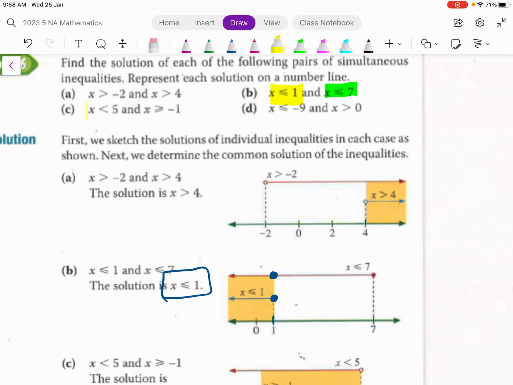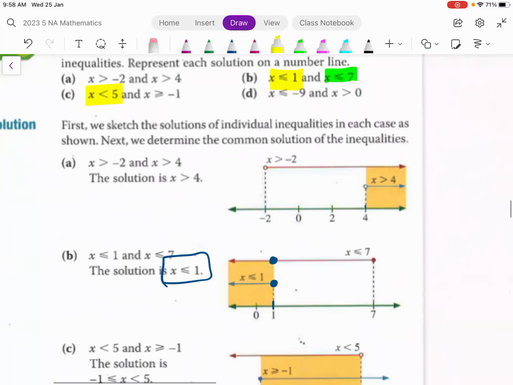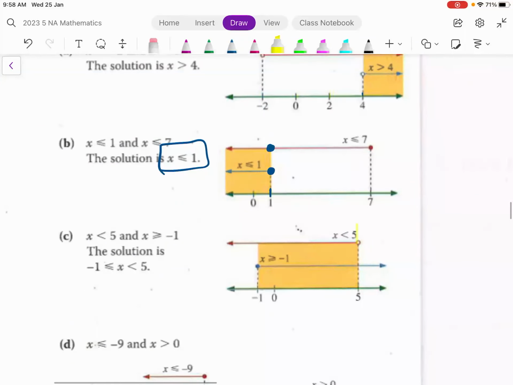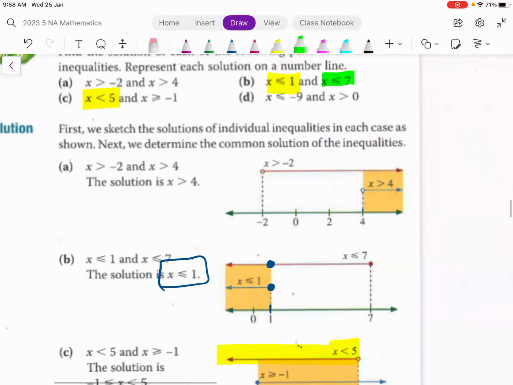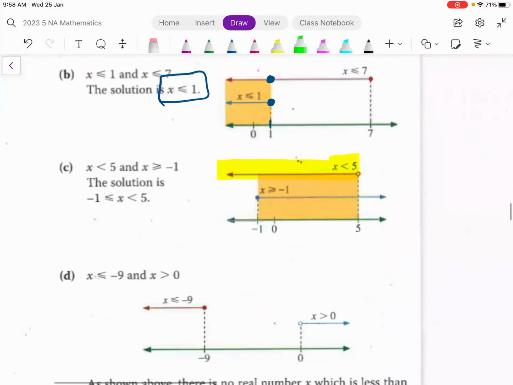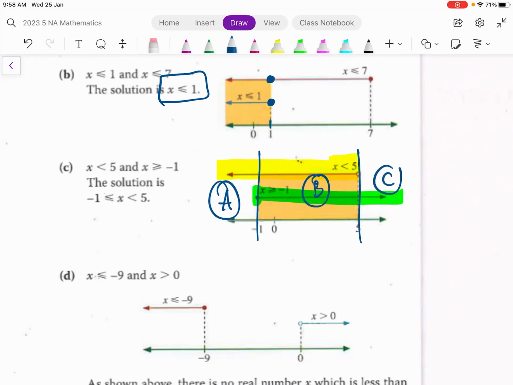Okay, next one. x less than 5, x greater than or equal to -1. So x less than 5, this one is more interesting. Less than 5 with a hollow circle. Please take note. And then we have x greater than or equal to -1 over here. Can you see 3 regions again? Okay, now I'm going to cut them. Region A, region B, and region C.